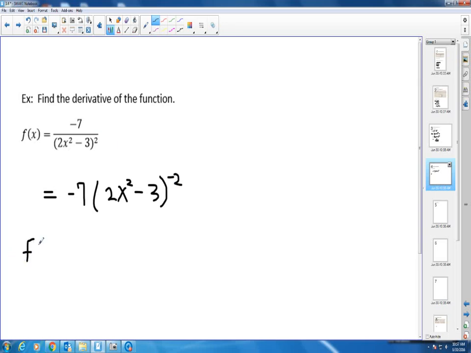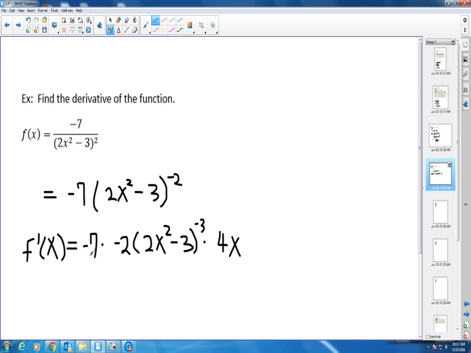So when I'm ready to take a derivative, the negative 7 will be factored out. So my negative 7 stays in the front. Derivative of the outside, so that will be negative 2, times the inside. Make sure we subtract 1 from the exponent, that's negative 3, then times the derivative of the inside, which is 4x.